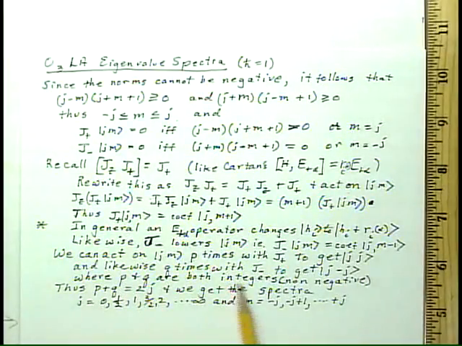But both p and q are integers, and they're both non-negative because we've done this a positive number of times. So p plus q, as the sum of two integers, must give us twice j, and therefore we get the spectra that j must equal, since the sum of two integers is an integer, a half of an integer.